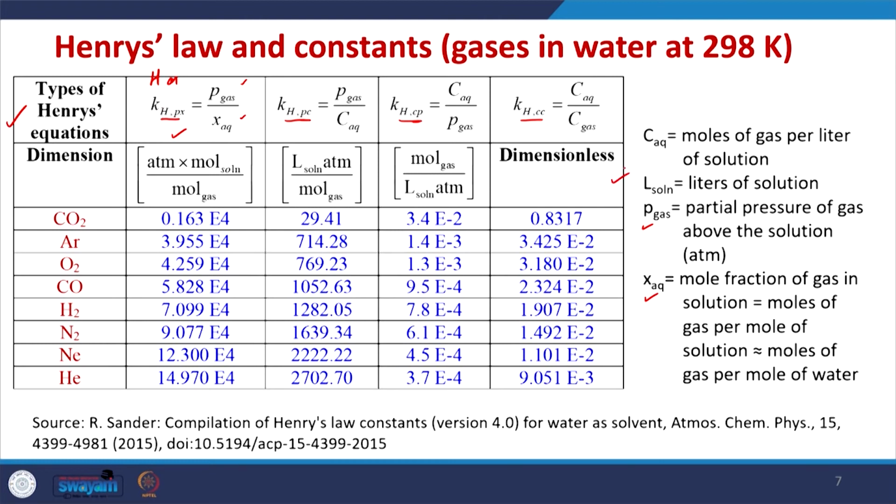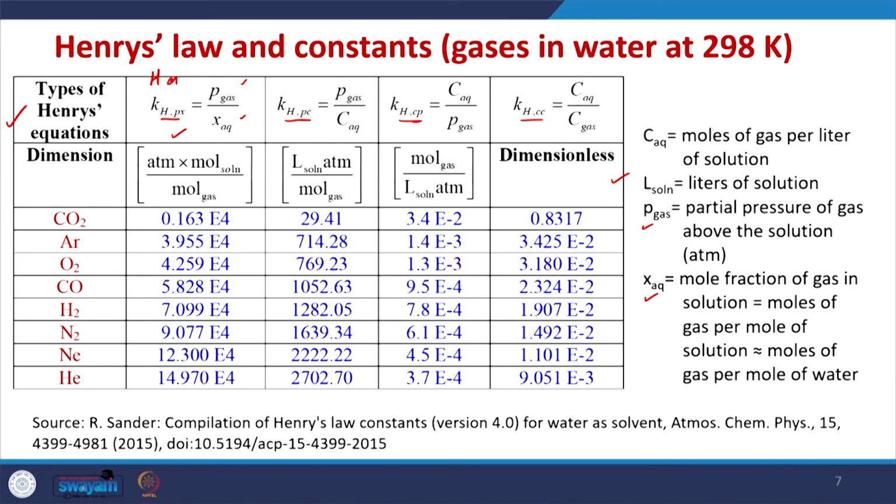Never get worried that Henry's constant has been given in different units. It is possible, and we have different equations of the same Henry's law which are represented differently. Now, the second equation is that the Henry's constant is equal to the partial pressure of gas divided by the concentration of the compound in the aqueous phase. We can directly use this to find concentration, and this is the more common form. Similarly, the opposite also may be given.